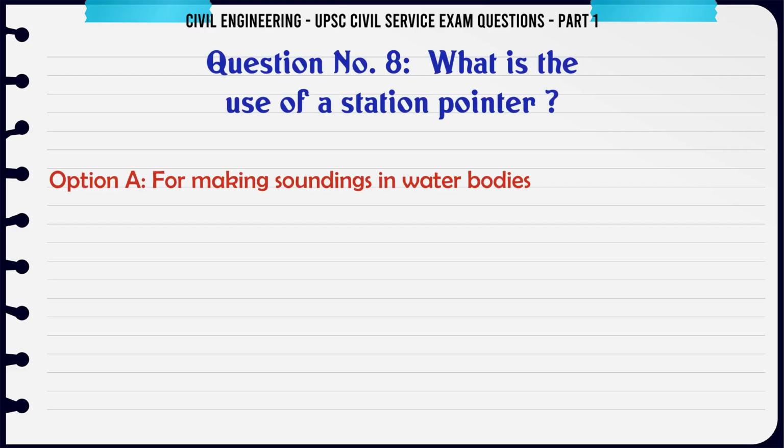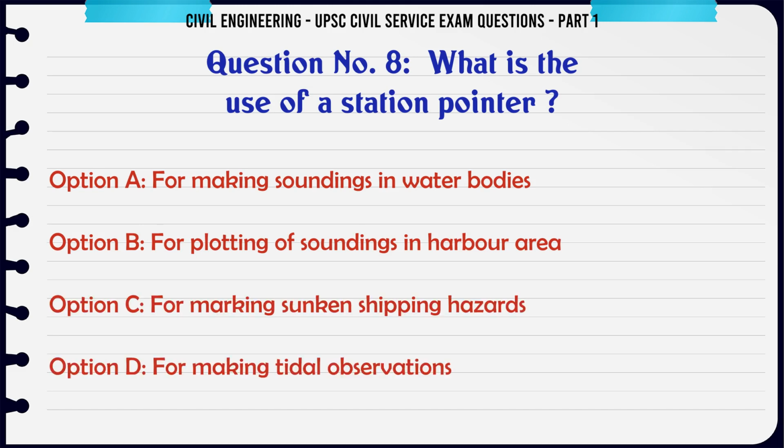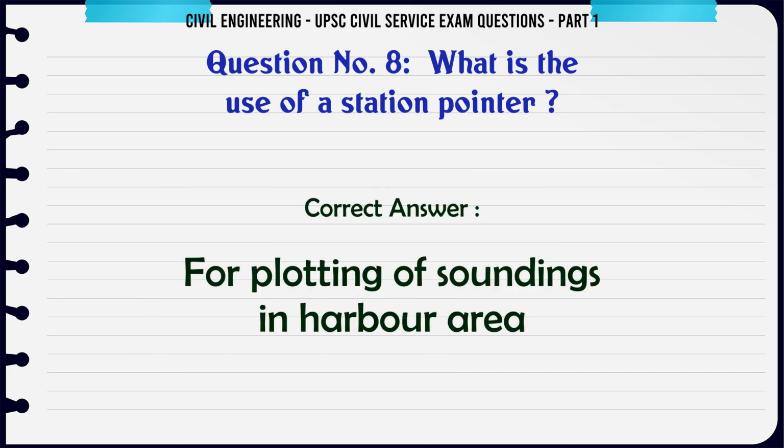What is the use of a station pointer? A. For making soundings in water bodies. B. For plotting of soundings in harbor area. C. For marking sunken shipping hazards. D. For making tidal observations. The correct answer is for plotting of soundings in harbor area.